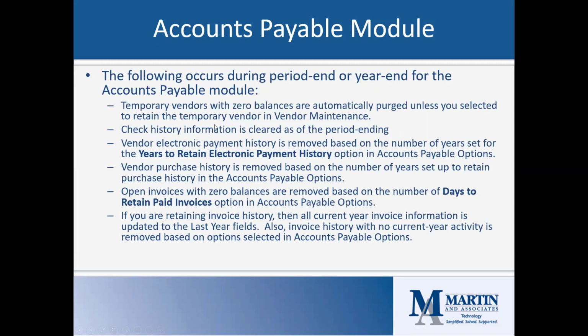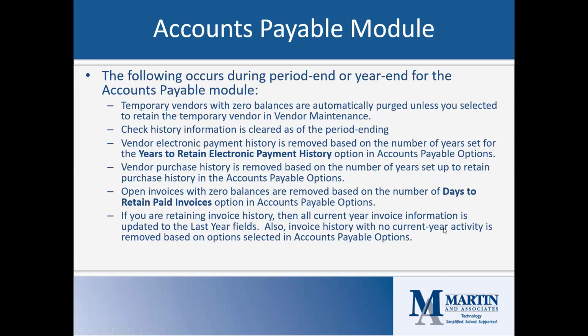Some of these things now go back to our number of years and number of months to maintain history. Check history information is cleared as of the period ending date. Vendor electronic payment history is removed based on the number of years to retain electronic payment history out in the options. Vendor purchase history is removed based on number of years to retain purchase history out in the options. Open invoices with a 0 balance are removed based on number of days to retain paid invoices out in the options. And then if you're retaining invoice history, then all current year information is updated to the last year fields.